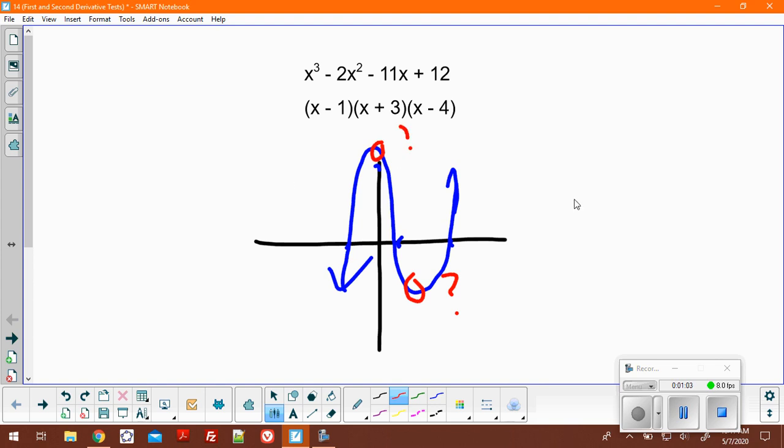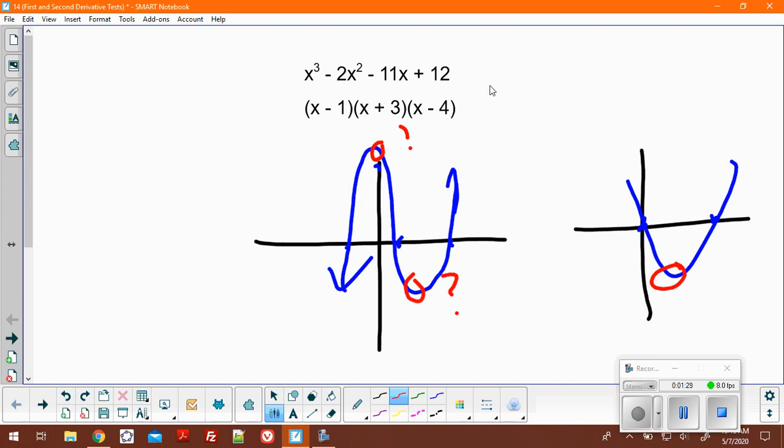You may have done some testing, plugging in some numbers to get some of the points, to get a rough idea. But you're not exactly sure where those points are. When we had the quadratic, going back to grade 10 and grade 11, it was always easy because the vertex was always halfway between the roots. But that is not necessarily the case here.